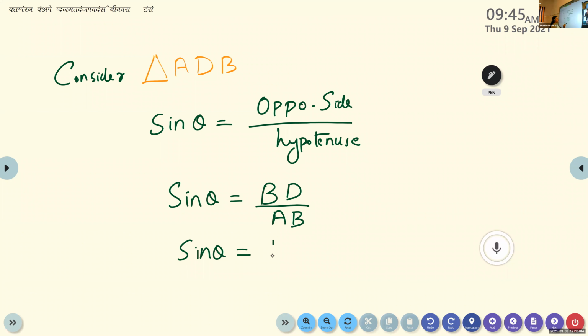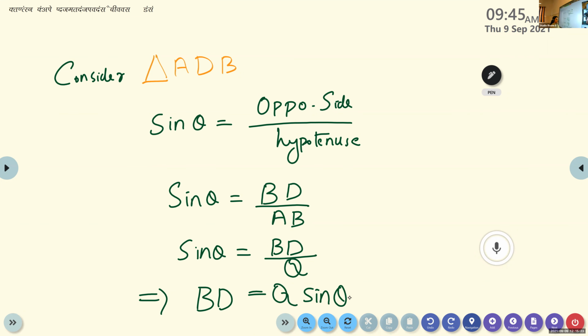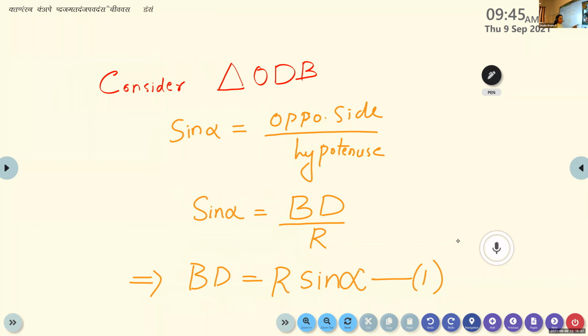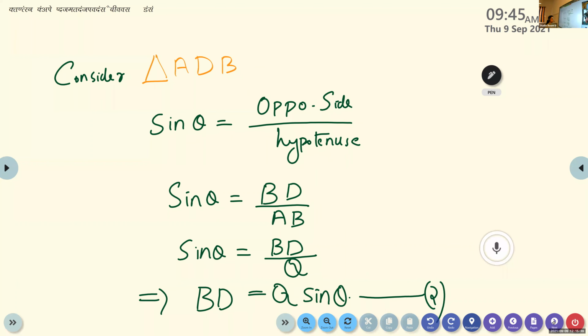Sine theta is equal to BD divided by AB. What about the value of AB? It is Q, which implies BD is equal to Q sine theta. This is our second equation. So here we get two equations for BD. From the first equation we have BD is equal to R sine alpha, and from the second equation BD is equal to Q sine theta.